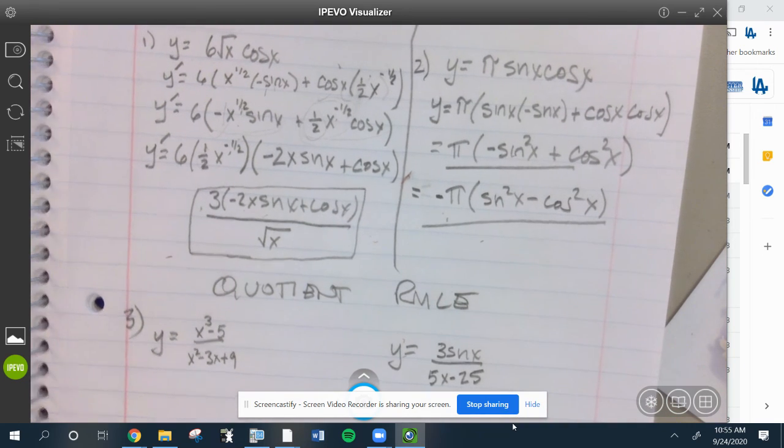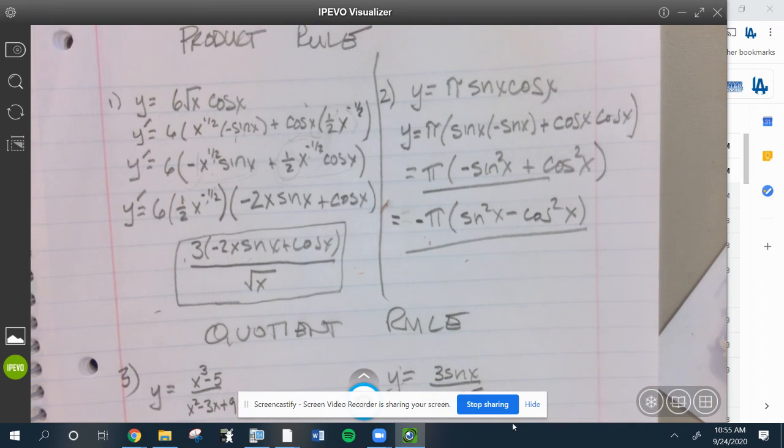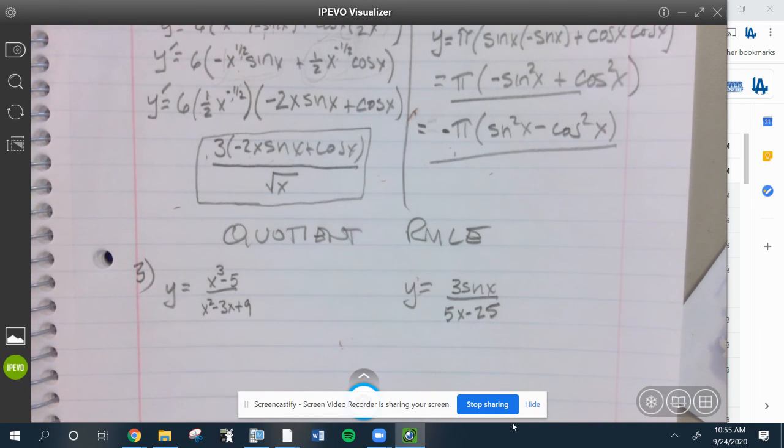That's it for the power product rules I wanted to show you. Next are these quotient rules. That's going to come in a separate video.